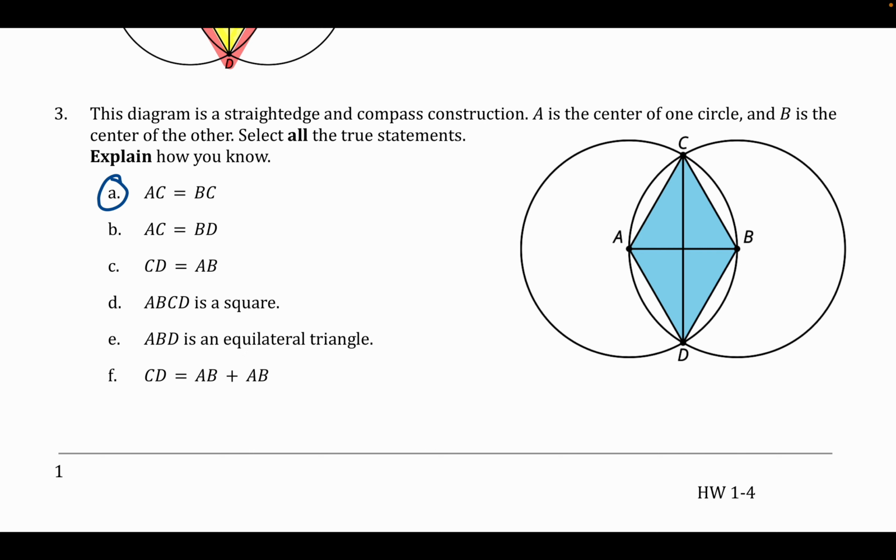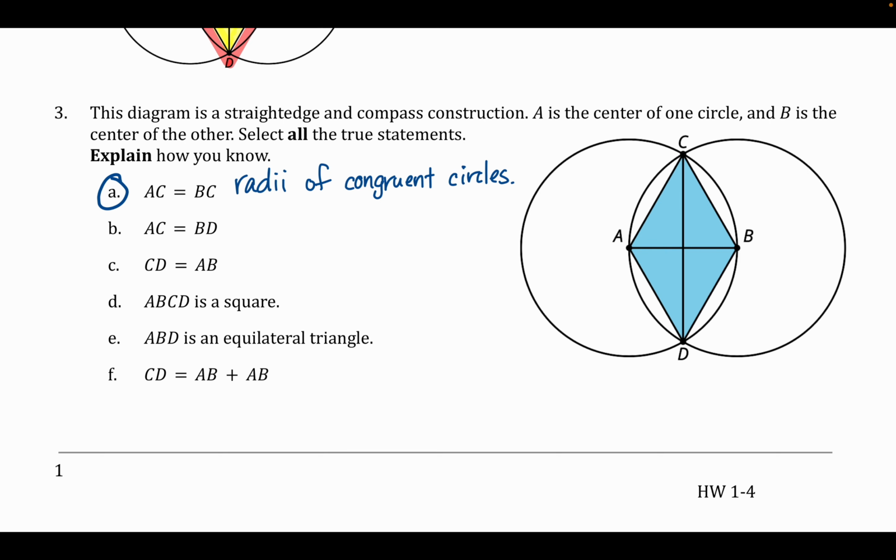So we'd say, yep. And I'm going to put my little explanation and say they're radii of congruent circles, or equal circles. Congruent is the best word, though. So radii of congruent circles. Or you can say they're radii of the same length. Either way. So our next option here is AC equal to BD.